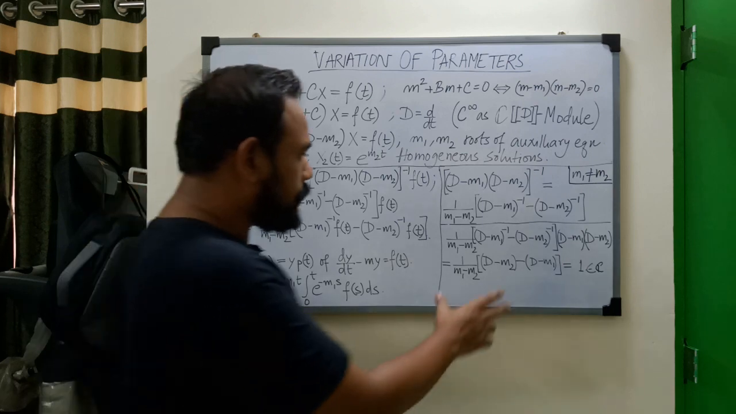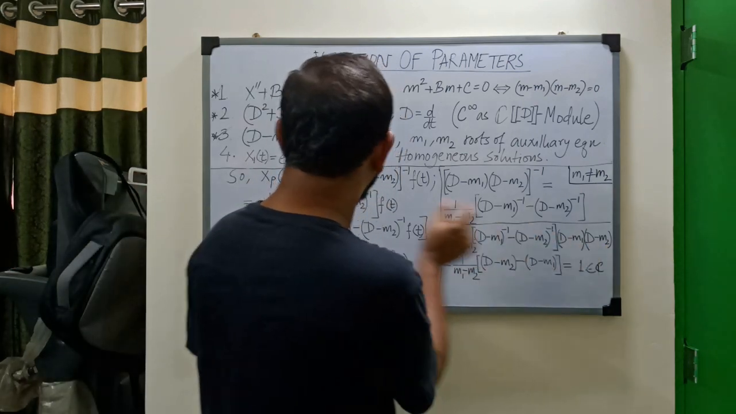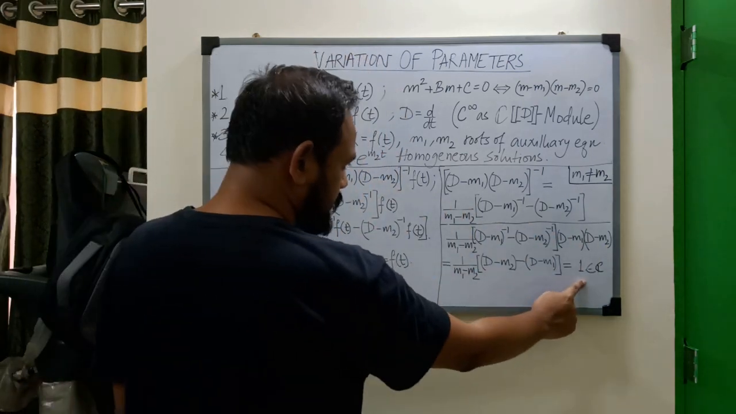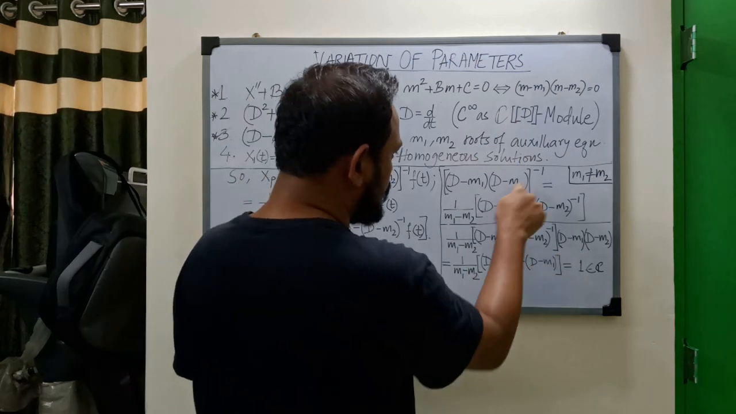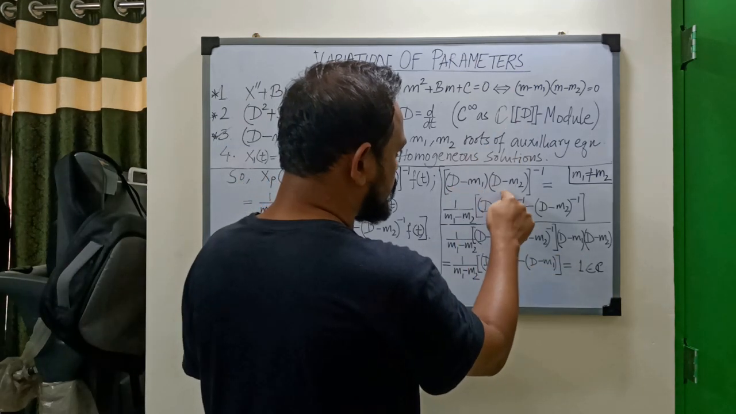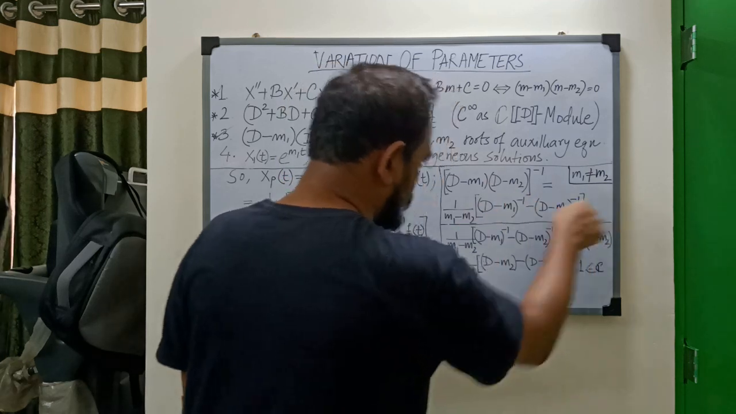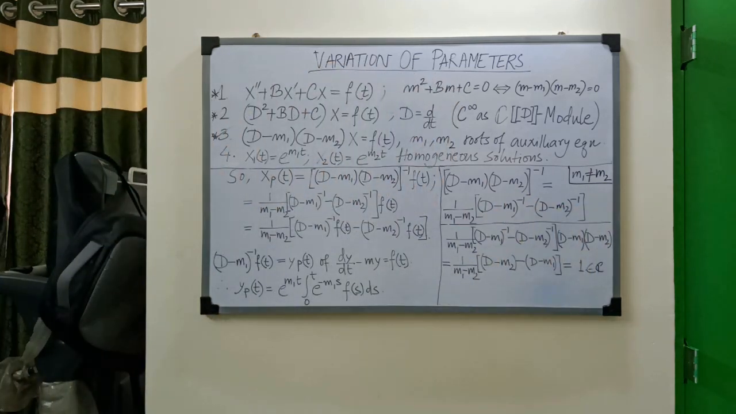So therefore, multiplying this element to this element gives you the identity element in the ring, and so this is the multiplicative inverse. So the multiplicative inverse of d minus m1 times d minus m2 is going to be this whole thing.